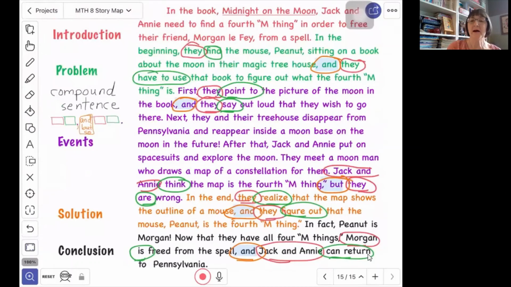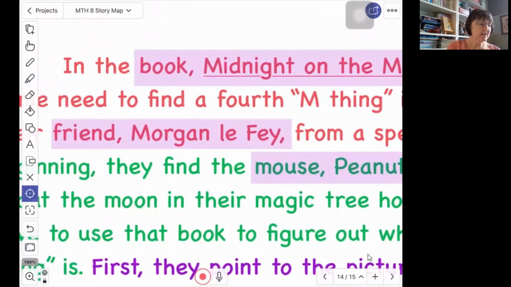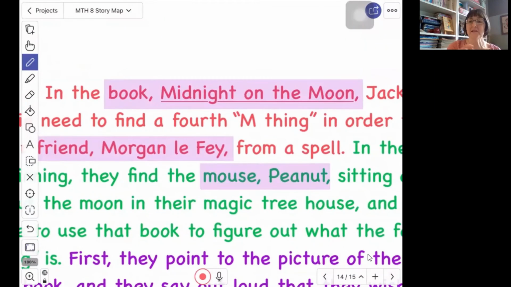So when we are combining 2 sentences into one compound sentence, we need to turn the period from the first sentence into a comma. So that's a reason for using a comma. When we have an appositive phrase, such as friend, Morgan Le Fay, book, name of the book, mouse, named Peanut, we need to use a comma before and after that word or group of words that's restating who that thing or person is.